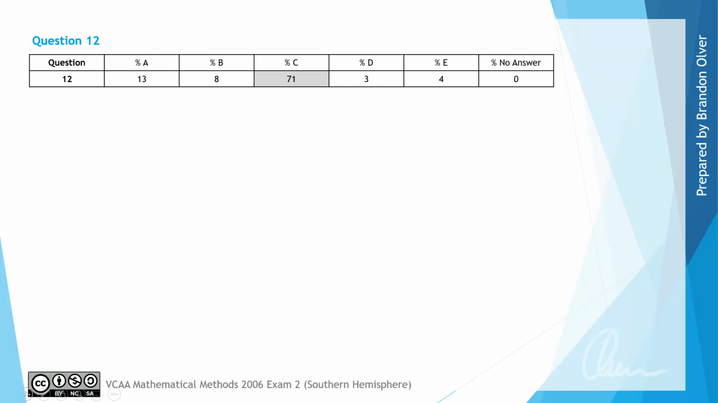And from the examiner's report, we can see that the question was reasonably well done, with just over 70% of students getting the correct answer for that question.